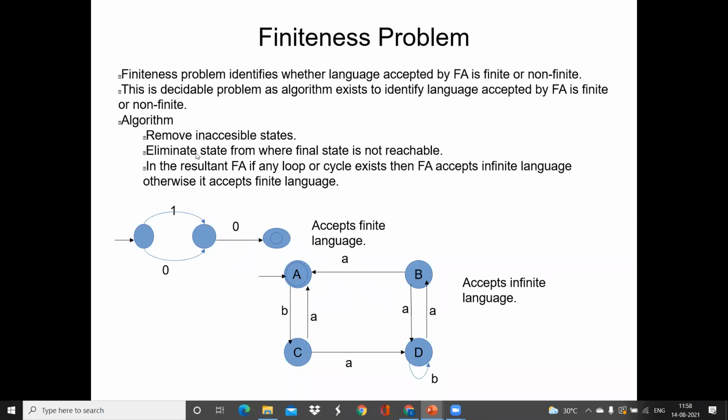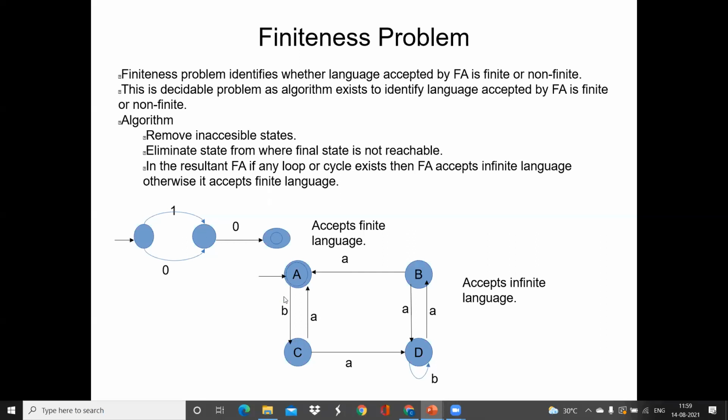eliminate states from where a final state is not reachable. If the final state is not reachable from any of the states, those states also you should remove. And if the resultant finite automata contains any loop, it accepts an infinite language, otherwise it does not. So from these two examples, you can see here, this is a loop.